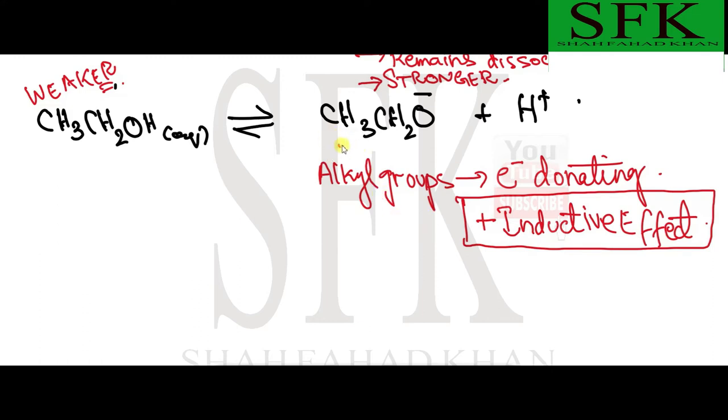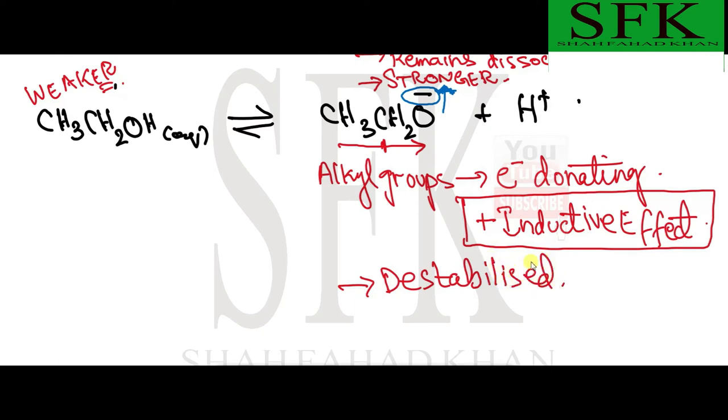So due to the positive inductive effect, this alkyl group over here pushes its electron density towards this negative charge. What happens next is that the magnitude of this negative charge increases. As the magnitude of the negative charge increases, this base, the conjugate base, is destabilized. The conjugate base, the ethoxide ion, is destabilized due to the positive inductive effect of the alkyl groups.